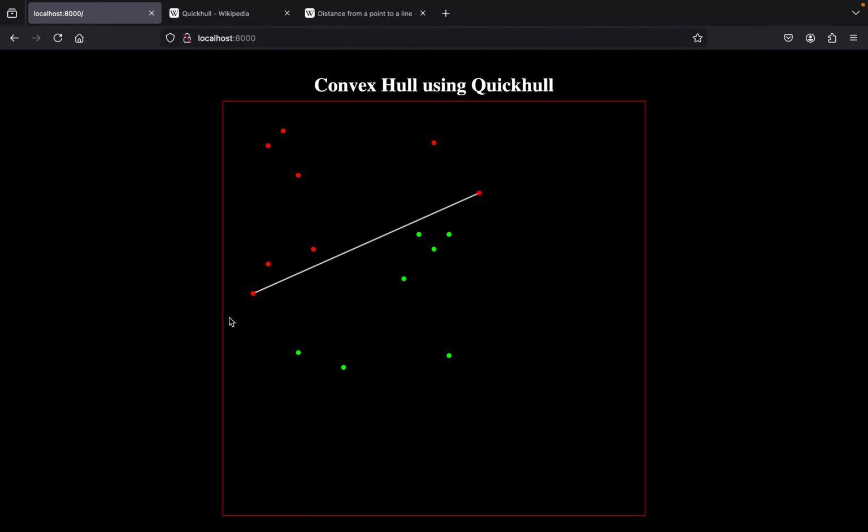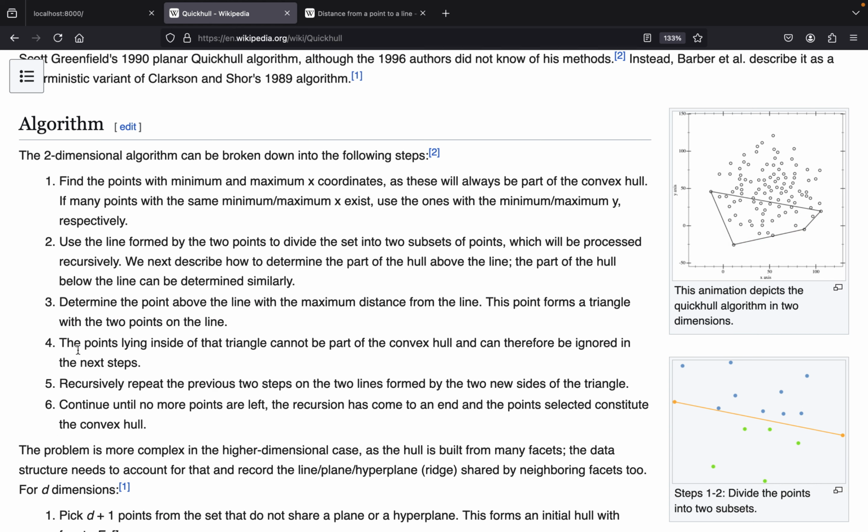All right, so what we do is we loop through all the points on this one side, and we find the farthest point. Basically we want to find the orthogonal distance from the line segment formed by these maximum and minimum points. And once we have that point, that creates a triangle. The points lying inside of that triangle cannot be part of the convex hull and can therefore be ignored in the next steps.